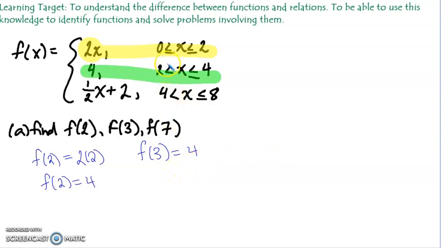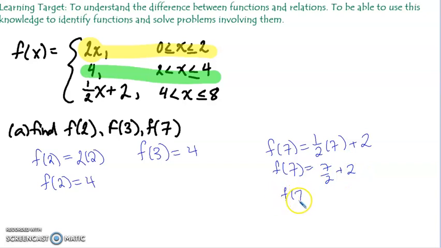And the last one is 7. Again, 7 is not in this domain or this domain, only in this one. So I'm going to plug 7 in where I see x and solve. So we're going to get 7/2 here. And again, I'm showing multiple steps, not necessary if you feel okay with fractions to do this without the step. So 4/2, which is 11/2.